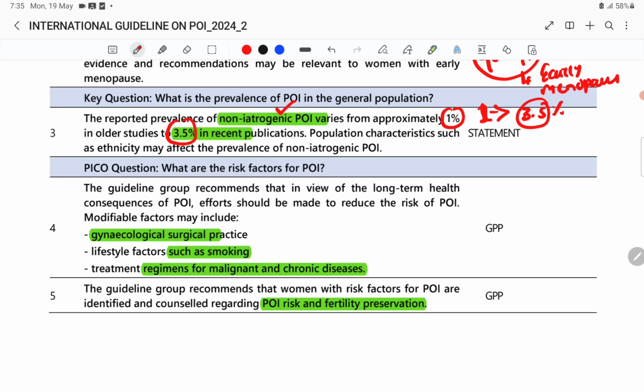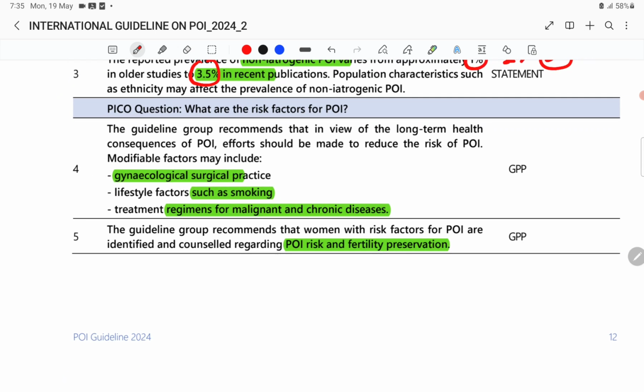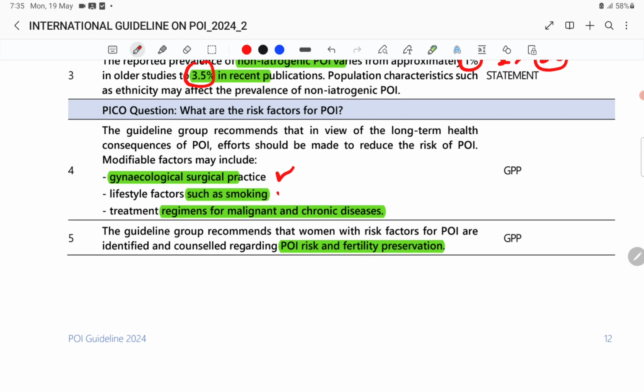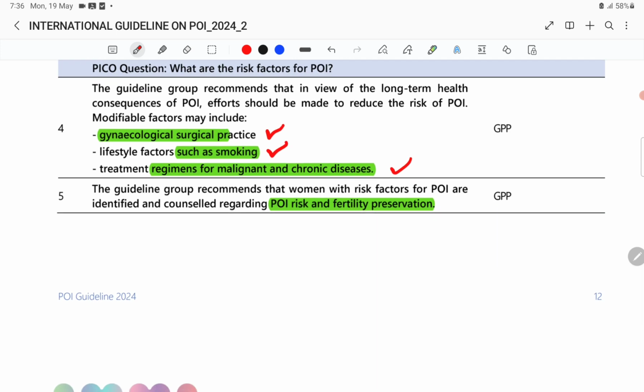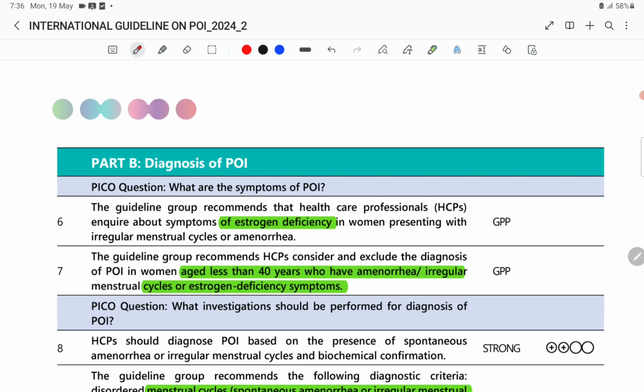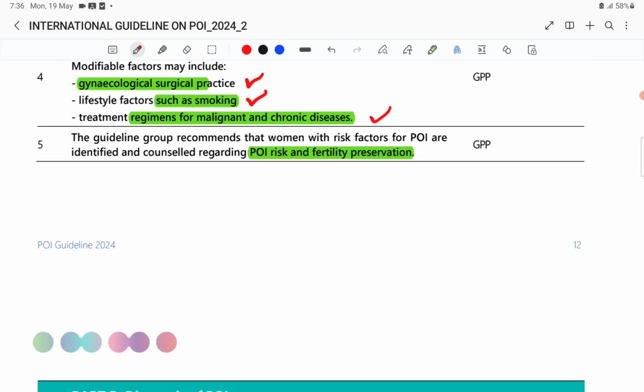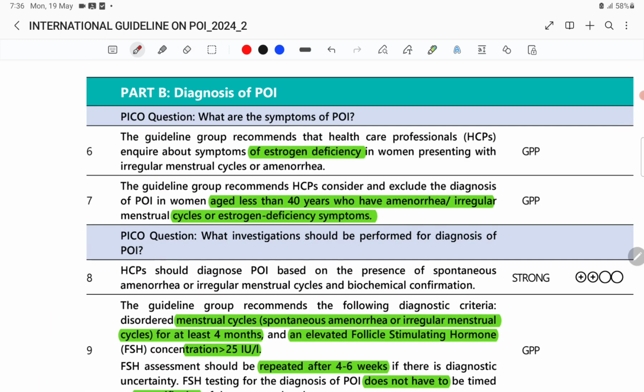What are the risk factors? The guideline recommends a view of the long-term health consequences of POI. Efforts should be made to reduce the risk of POI. Modifiable factors include gynecological practice, lifestyle such as smoking, and treatment regimens for malignant and chronic diseases. The guideline group recommends that women with risk factors for POI be identified and counselled on fertility preservation and the risk.